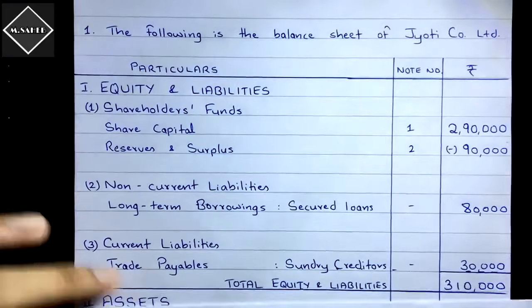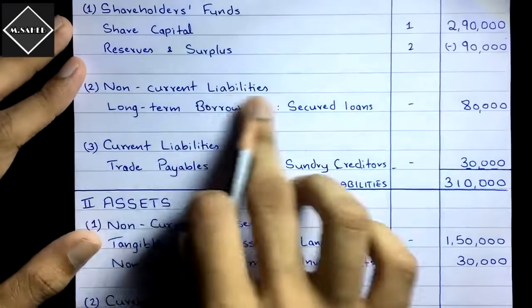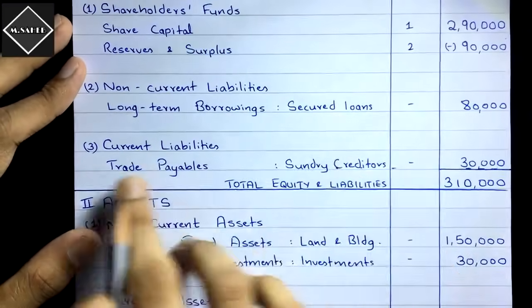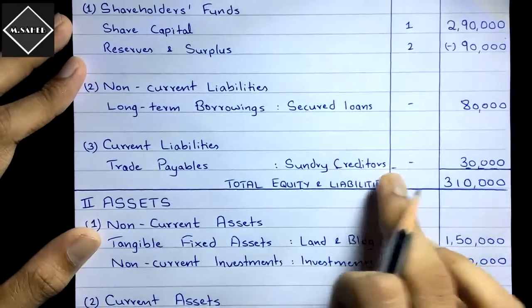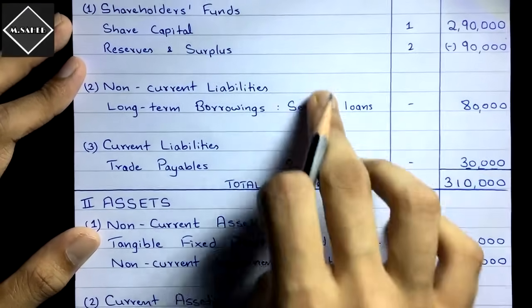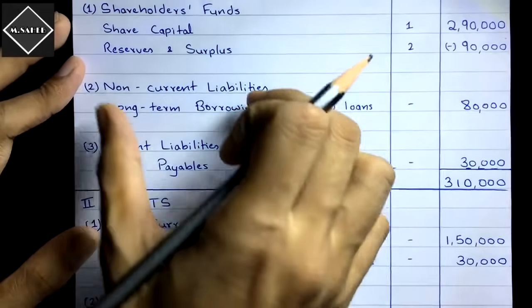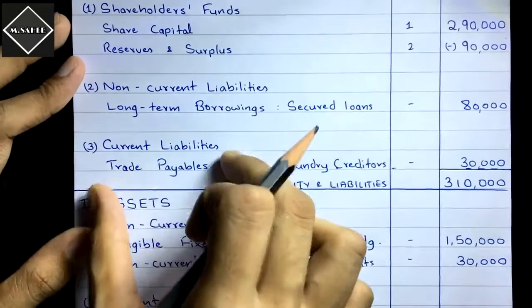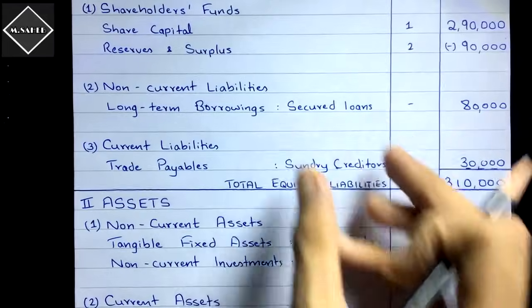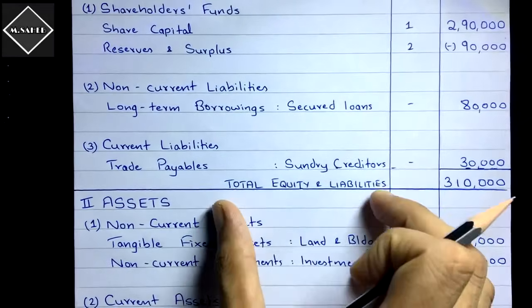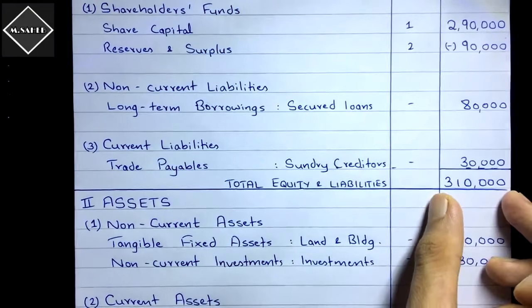Fine, all right, and then we have liabilities. Non-current liabilities, long-term borrowing, secured loans; current liabilities, trade payables, sundry creditors, 80,000 and 30,000. We have to deduct these liabilities, and these are just categories. These are the actual items: secured loans and sundry creditors. And the total equity and liabilities is 3,10,000.